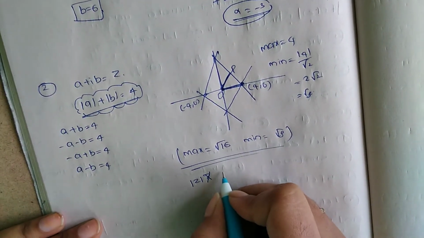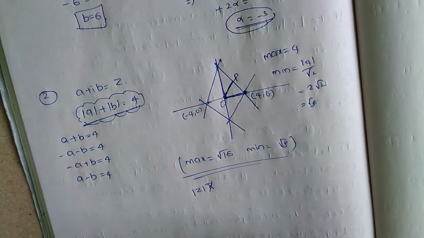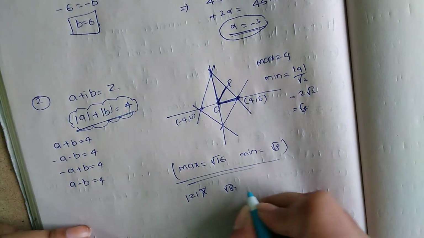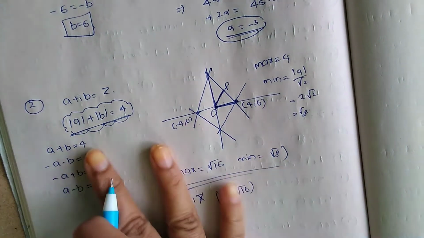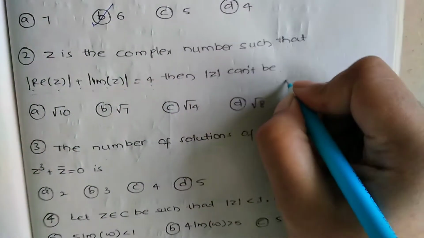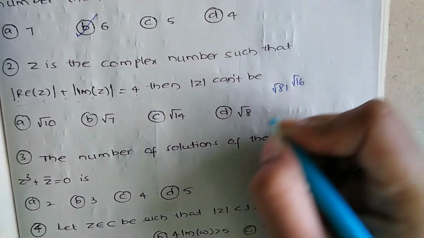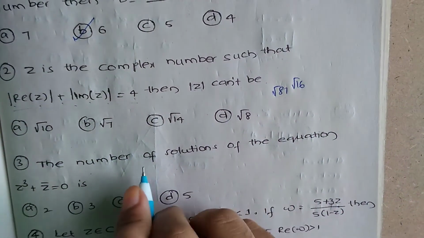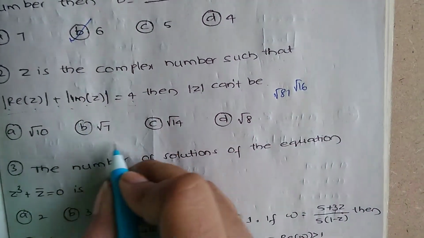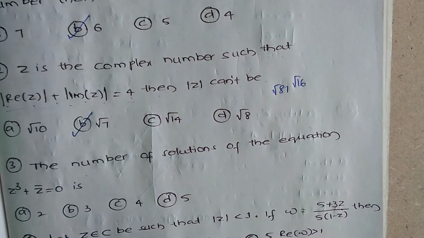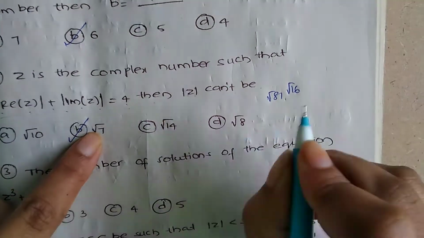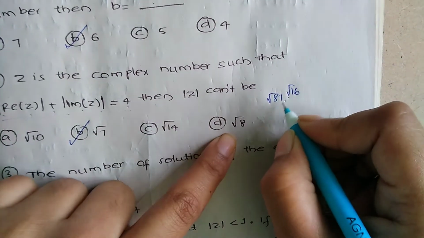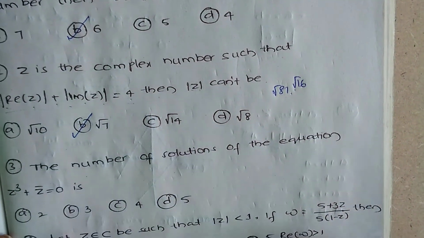So mod z can't be what? Beyond this range it can't be there. Yes or no? Beyond root 8 comma root 16 it can't be there. Okay, it can't exist. What are not possible here? Eliminate them. Root 7 is not possible. See, root 8, root 10 is inside this. Root 7, no. Root 14, yes. Root 8, yes. So, root 7 is our answer.